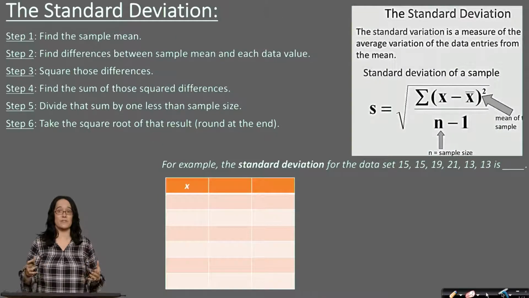And that is the standard deviation. Now, what is the standard deviation? It's, on average, how far apart your data values are from your mean. On average, how far apart your data values are from the mean.